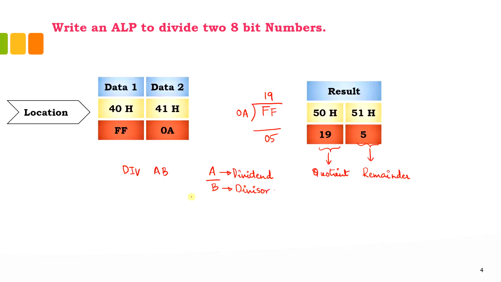After performing the division, the result will be stored in the accumulator and the B register. So after division, the accumulator will contain the quotient and the B register will contain the remainder. Clear? Is it clear till here?